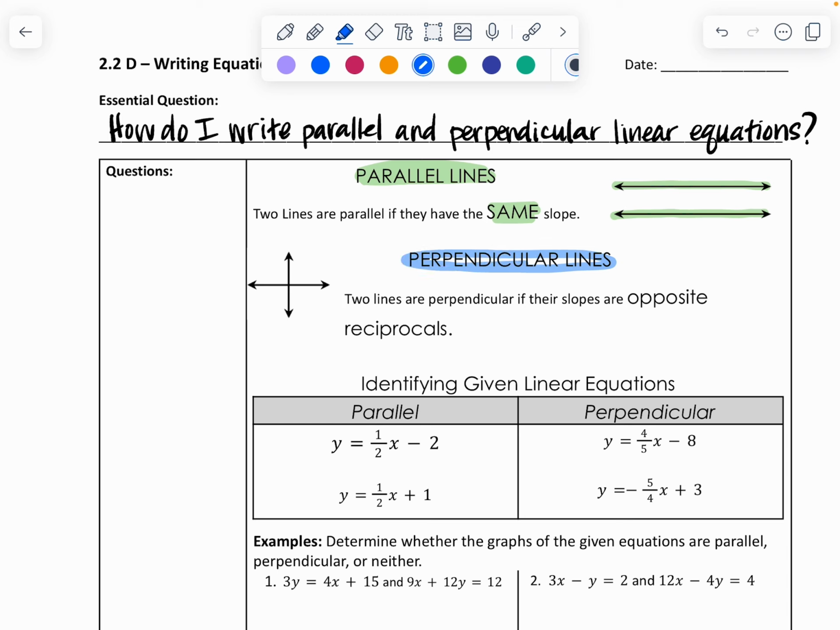Perpendicular lines intersect and they form a 90-degree angle. The slopes of perpendicular lines are opposite reciprocals.